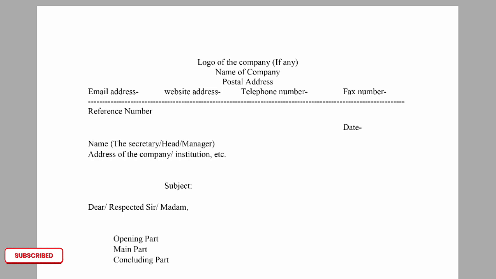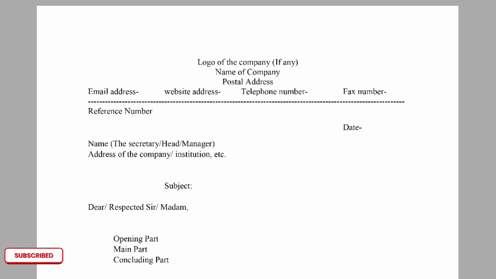After that important point is subject. It is a statement in brief. It indicates the matter to which the letter relates. The word subject is followed by a colon, and then you have to write the subject of the letter. For example, you can see on the screen.